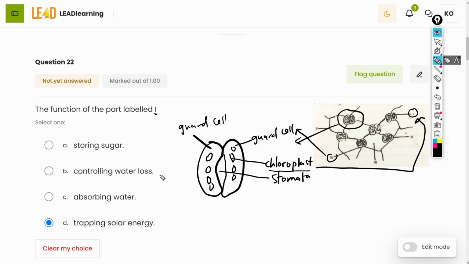It is not controlling water loss. What controls water loss is the guard cell itself, that's structure 4. When the guard cell contracts and relaxes, it opens and closes the stomata, which determines whether water will leave or stay within the cell. So our correct answer is D, trapping solar energy.